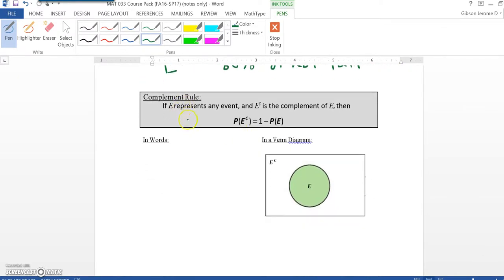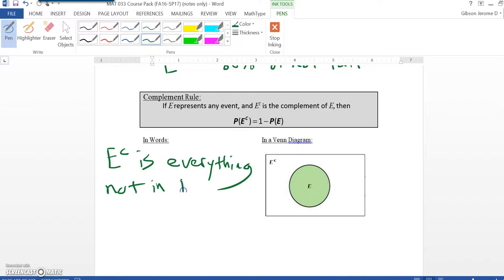Okay, now we come to the complement rule. If E represents any event, and E complement is the complement of E, then the probability of E complement is 1 minus the probability of the event. In words, E complement is everything not in E. So everything outside of this circle of E, or this Venn diagram of E, is the complement.